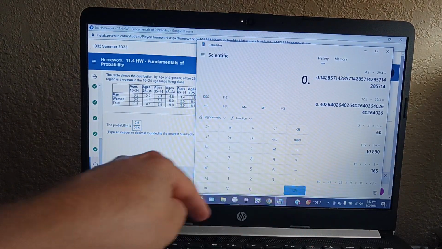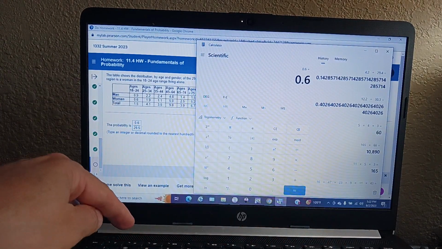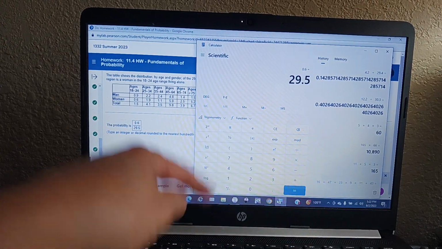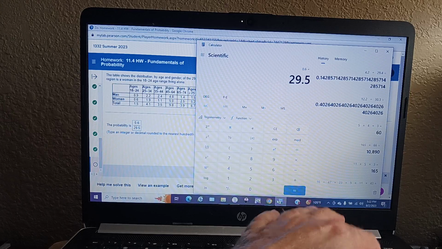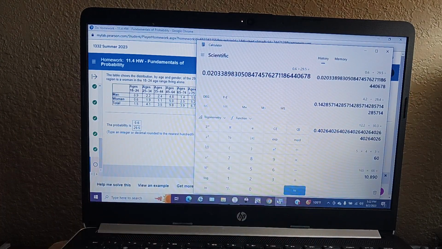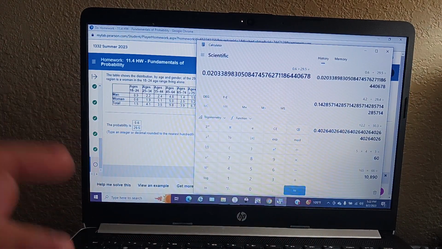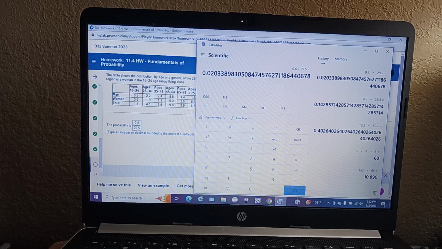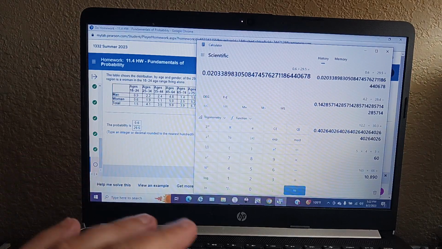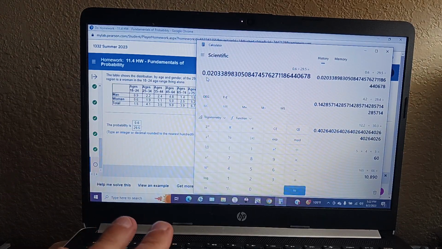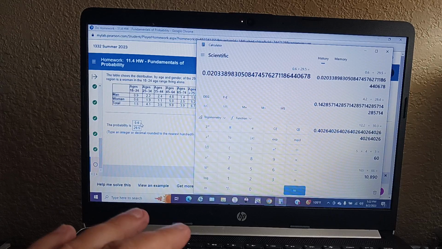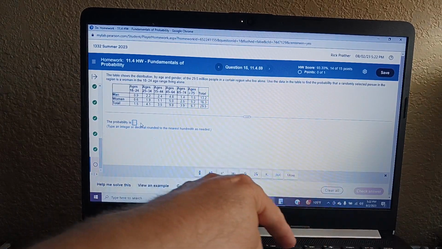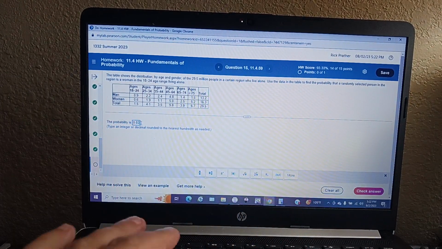So 0.6 divided by 29.5. They did change the grand total all 3 times, but that's not hard because they do it for you anyway. When we do these in 1342, every time we get a new problem, we have to redo all the totals ourselves because they rarely give you the totals there. So this one is 0.020, so I don't need to add one. I'm just going to leave it 0.02. It's only a 2% chance of that, 0.02.